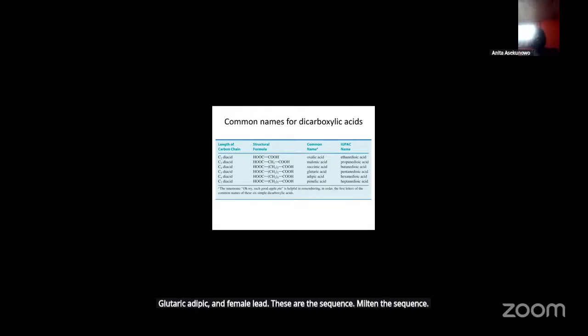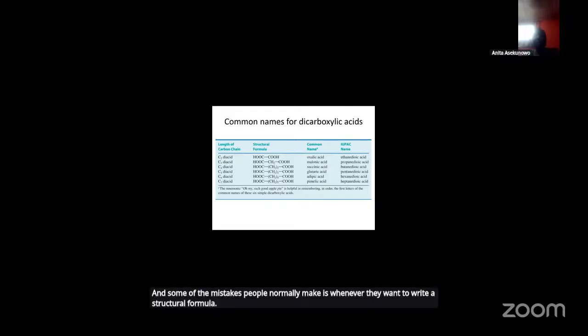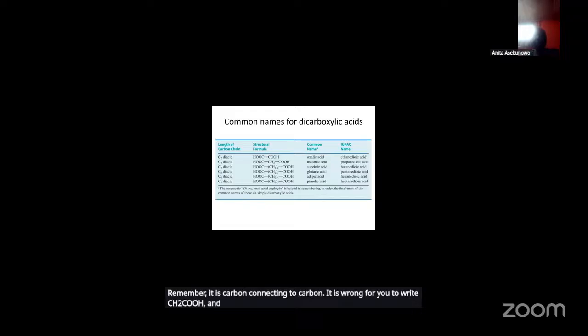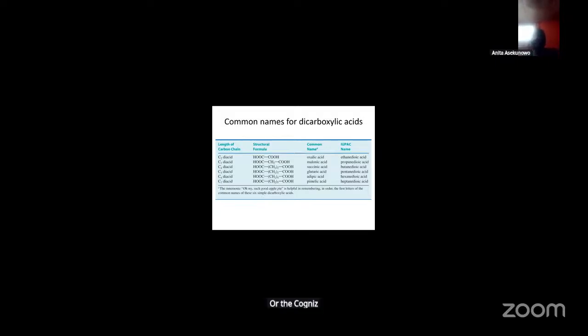And some of the mistakes people normally make is whenever they want to write the structural formula. Remember, it is carbon connecting to carbon. It is wrong for you to write CH2, COOH, and on the other side write COOH, meaning the hydrogen will end up connecting to the middle carbon or the next carbon. So it is not like that. Let there be carbon connecting to carbon. That is what it's supposed to be.